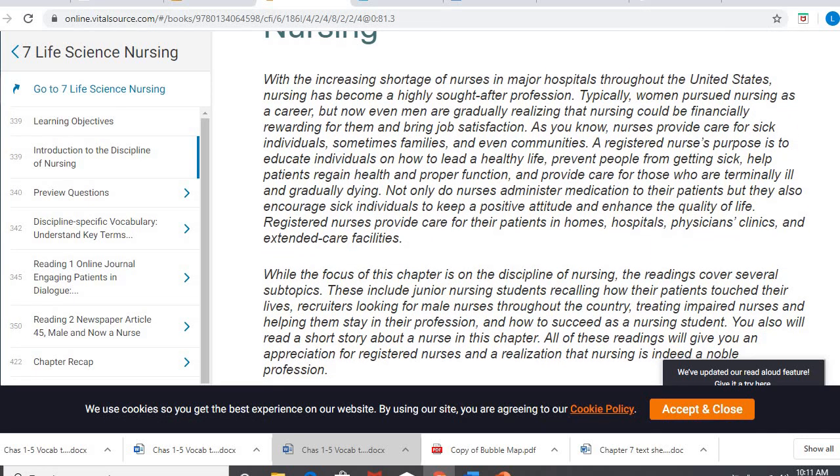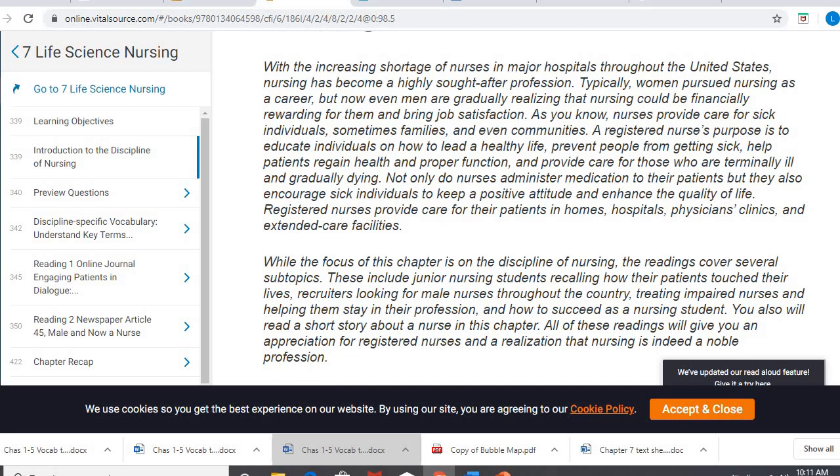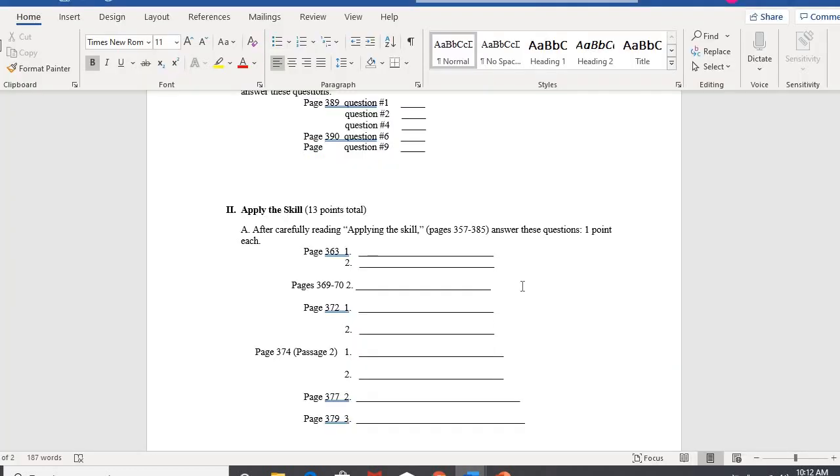So I would recommend reading that, giving that an overview. I know several of you in this class are in the medical field, particularly nursing, a couple of you. So this might be of use and interest to you.